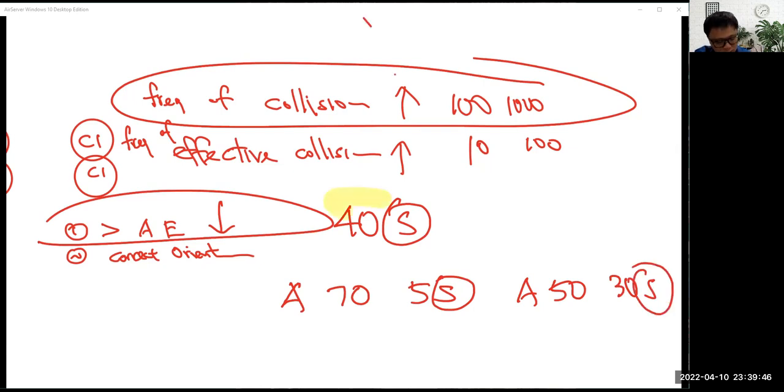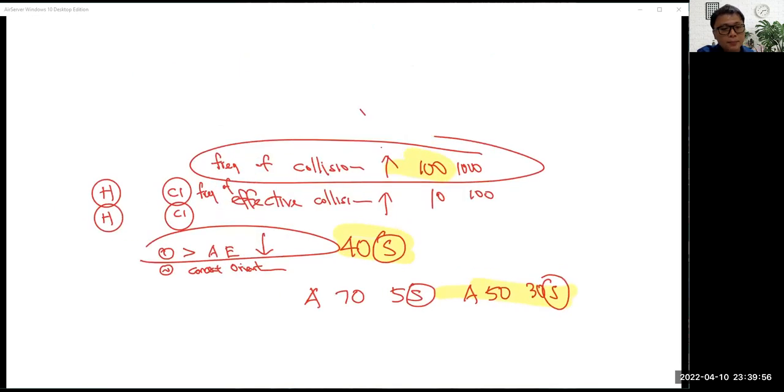The number of students still remain the same. Okay, the number of collisions still remain the same, but the successful collision, the successful students, will increase due to the requirement coming down. Okay, so this is the idea.